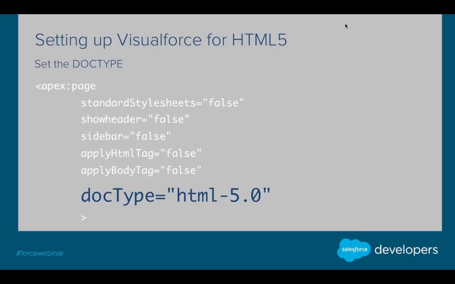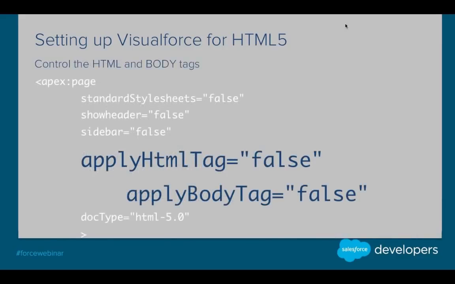The browser, before it goes down that road of using an HTML5 feature, wants to know that you're intentionally using the HTML5 doc type. So in order to set that in the Apex page component itself, we simply set the doc type as an attribute. Now, another thing we can do is tell Visualforce that we are going to be in control of either the HTML tag or the body tag or both. We can set this to false, and then Visualforce will not try to render or re-render those sections.